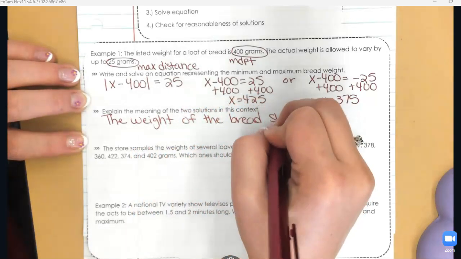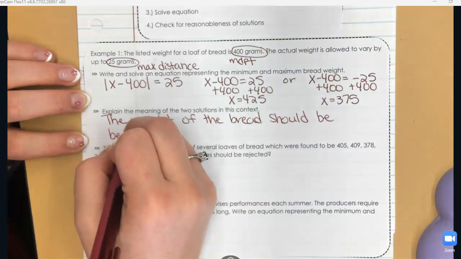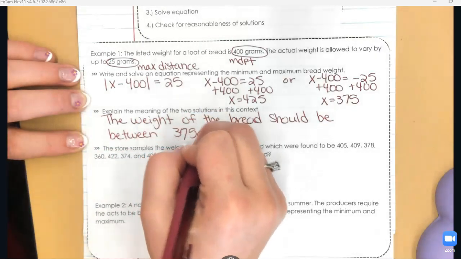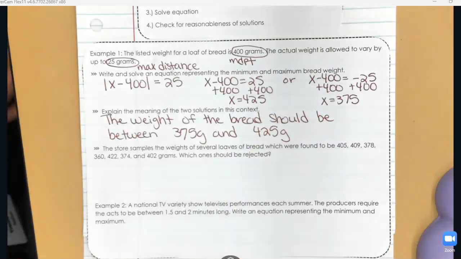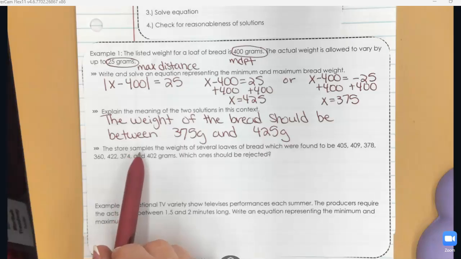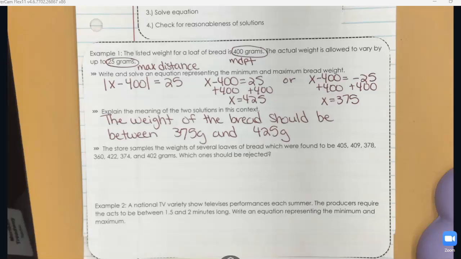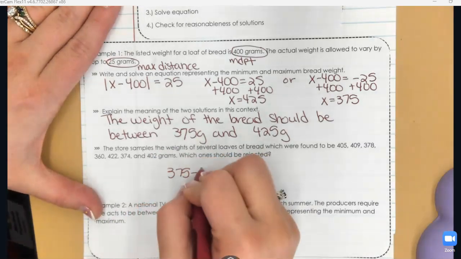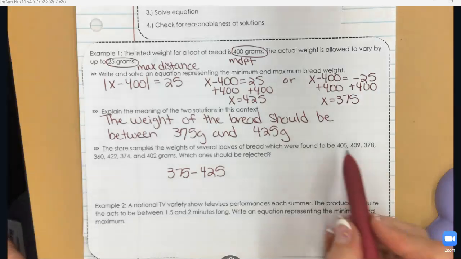So the bread should be between 375 and 425 grams. If the store samples the weights of several loaves of bread and these were what we found, which ones would we reject? Well, we want to make sure that all of these loaves of bread are between 375 and 425. If they fall in that range, then they are okay. If they are outside of that range, it will not be.